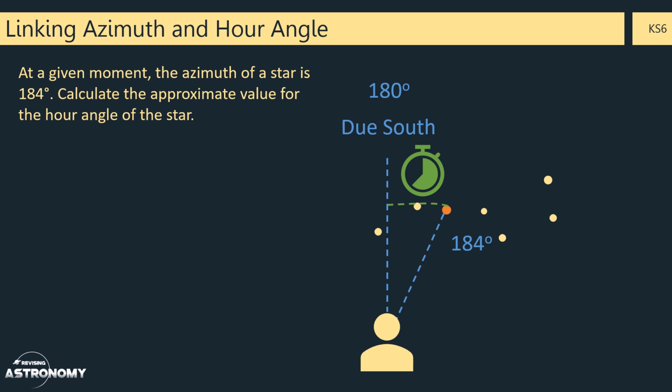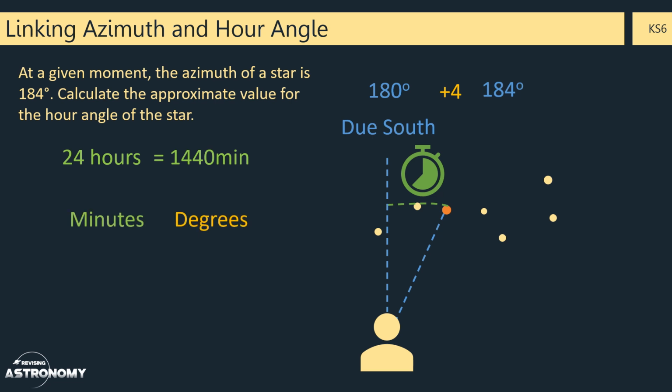Well, we can see that if it's at 184 degrees now, then it has travelled 4 degrees further west than the southern meridian. So going back to our previous calculation, we know that 24 hours is the same as 1,440 minutes. And we can use our ratios to work out how many minutes is the equivalent to 4 degrees. So to get from 360 to 4 degrees, we have to divide by 90, and we need to do the same to both sides. So 1,440 minutes divided by 90 gives 16 minutes.